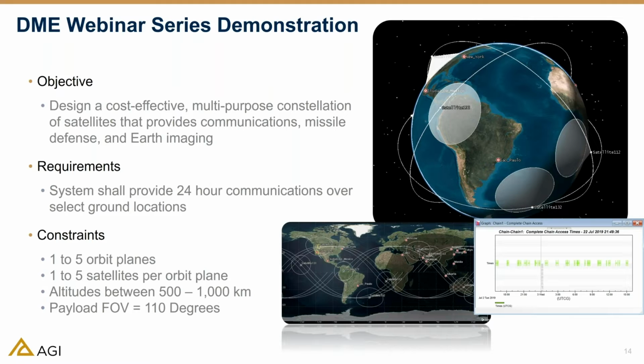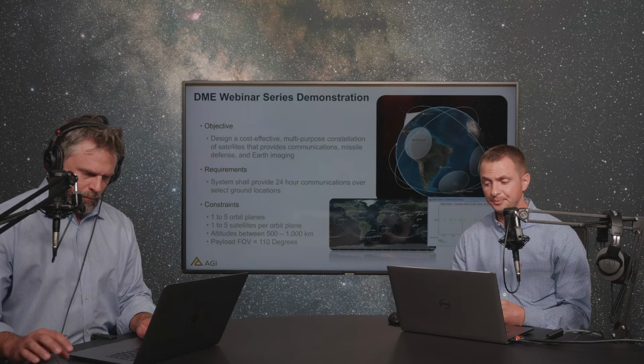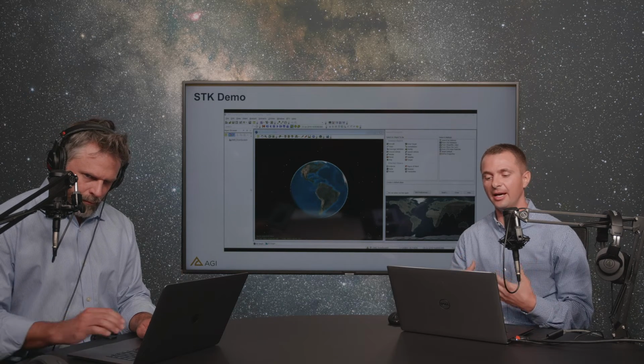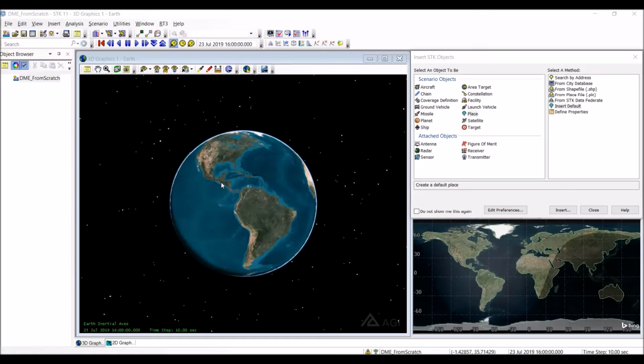And we're going to design this with a series of constraints listed here, which are 1 to 5 orbit planes, 1 to 5 satellites per orbit plane, and vary the altitude between 500 and 1,000 kilometers with a payload field of view of 110 degrees. So let's go ahead and start building out this scenario. And to help illustrate the time savings and how quickly you can build up these mission models, we're actually going to be building this from scratch.